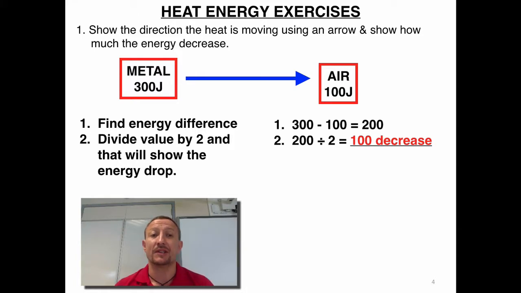Once you've found your temperature difference, divide it by 2 and that will tell you the energy decrease. That's how much the energy has been lost from the metal. Okay? As a result, you can also say how much the energy will increase on the air side. You'll also be able to then work out how much energy is left, or what both sides will equal in the end. So let's look at an example where we have to do that.